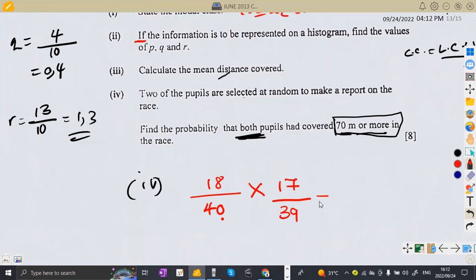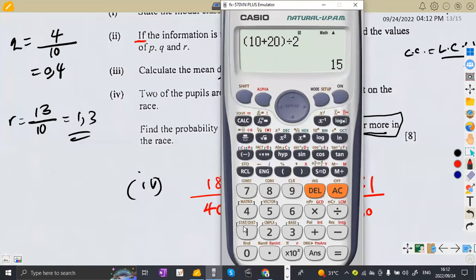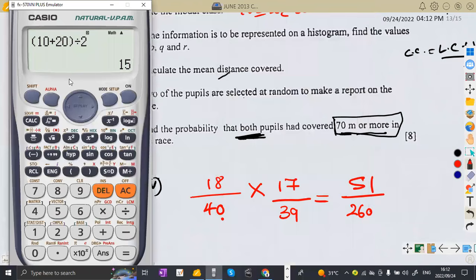From your calculator, you can simplify. This is going to give us something like 51 over 260, if I'm not mistaken. Let's just confirm with our calculator here. Let's hope it's not going to open Skype because I pressed that Skype button by mistake.